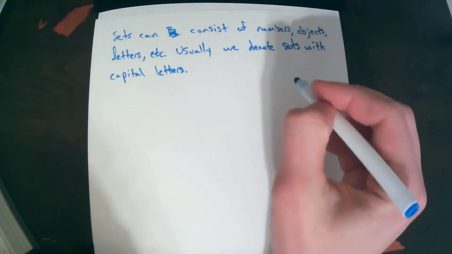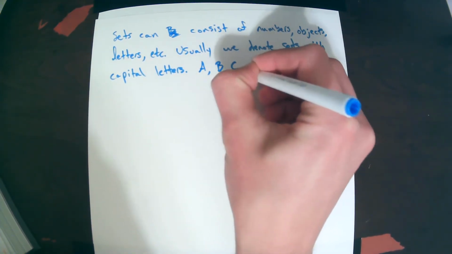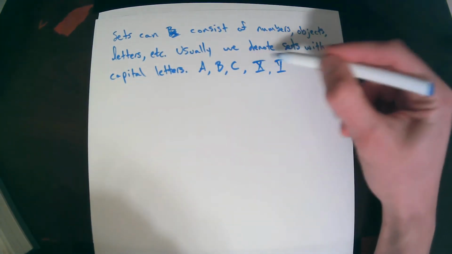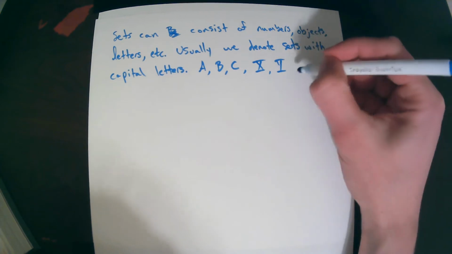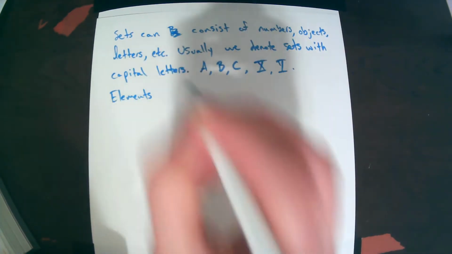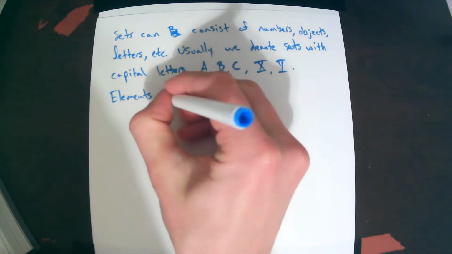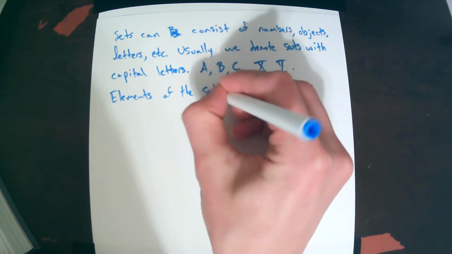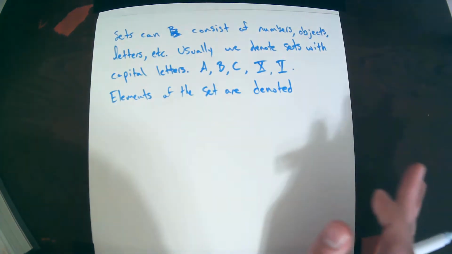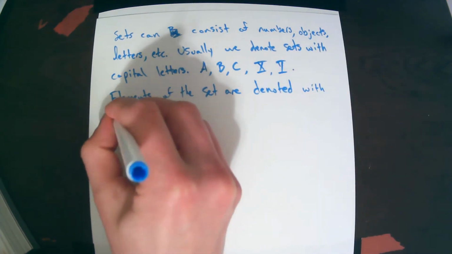Okay, so usually we denote sets with capital letters. Some of my favorites are capital A, B, and C, and then for whatever reason, X and Y, and I like to write my capital X and Y with a horizontal line at the top and bottom. And elements of the set, so if it's a set of names of people, one element would be one name. So elements of the set are denoted, if we're just talking about an element in general of a set, with lowercase letters.